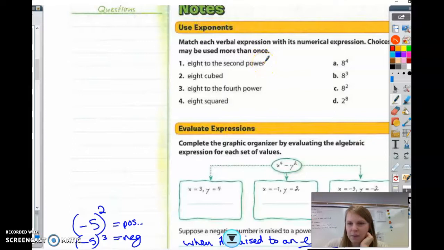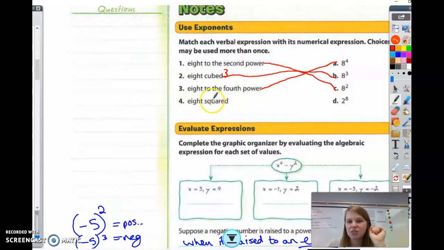8 to the second power. How are we going to do that? Wouldn't that be this one? 8 cubed. Cubed always means to the third. The reason that is because if you take the volume of a cube, it'd be length times width times height. That's 3 dimensions, so it's times itself 3 times. To the 4th power is 4th.